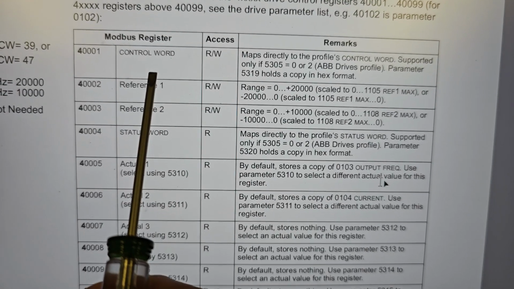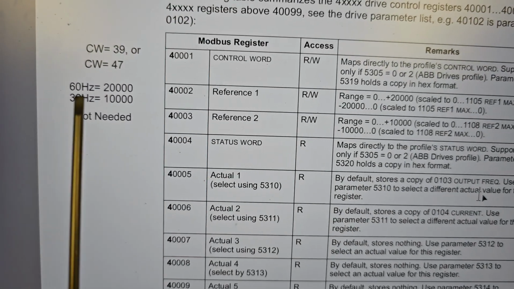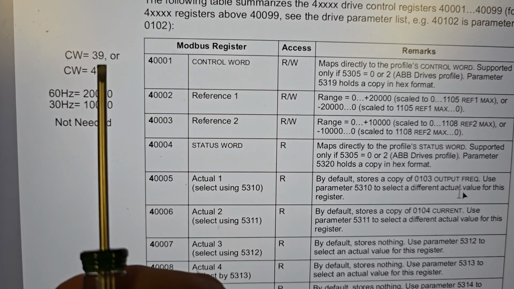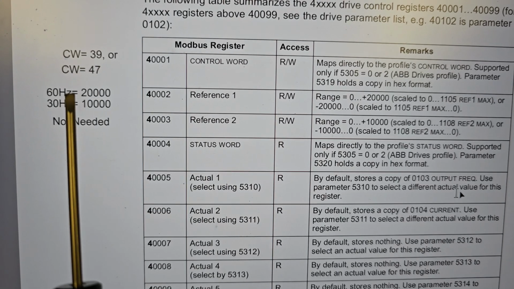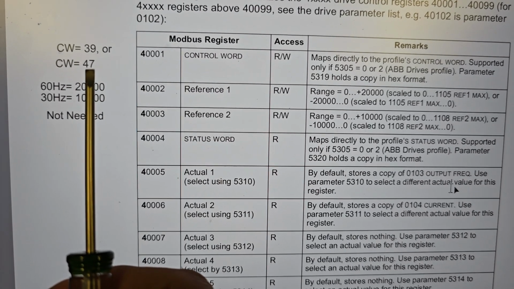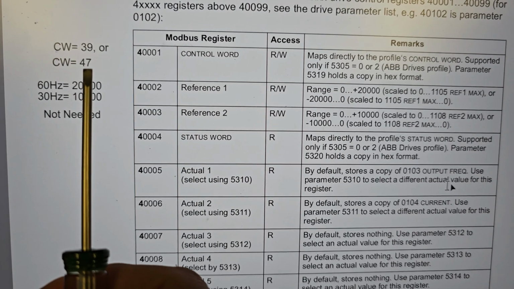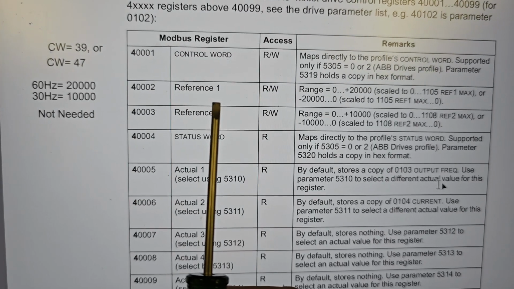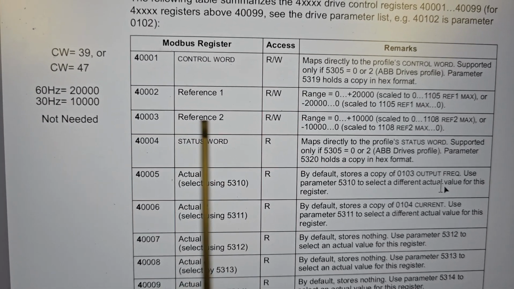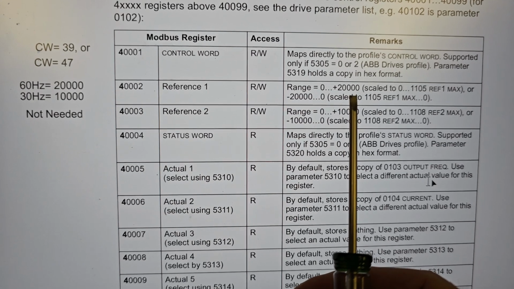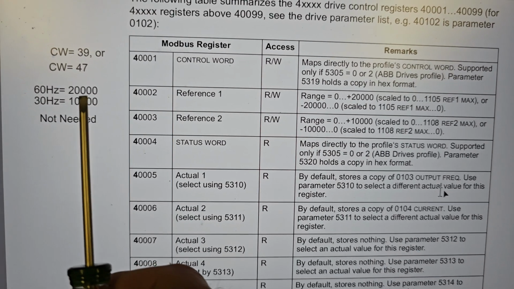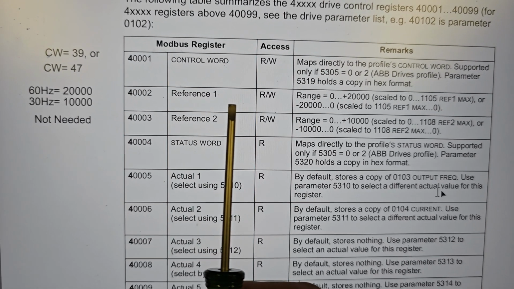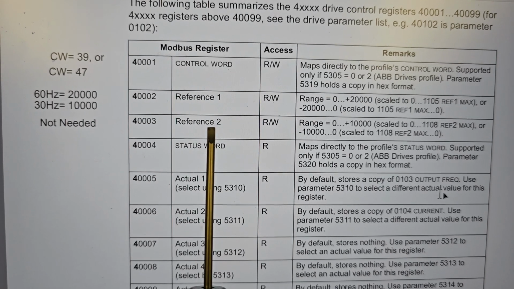The first one is the control word. And in our demo here, for this drive, we're going to start out with a 39. And I'll explain why 39 in a bit. And then when we turn the drive on to run, we'll change that 39 control word value to 47. Your reference, speed reference, the values are based off of a max value of 20,000. So 60 hertz is 20,000, 30 hertz is 10,000. We will enter that value. We're not going to worry about reference number 2.